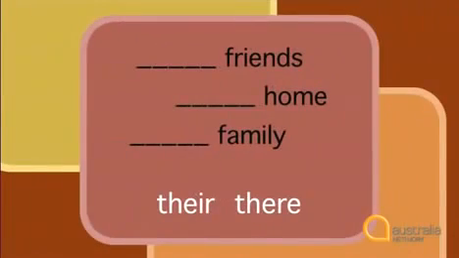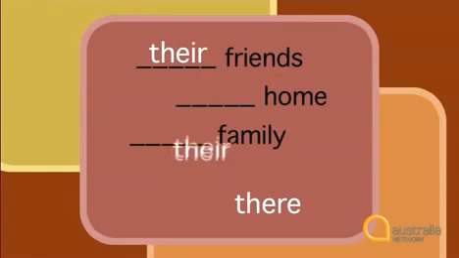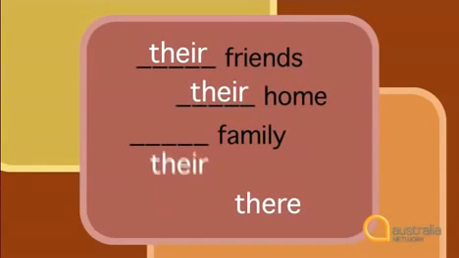Julie is talking about their home, their friends, their family. Is that T-H-E-I-R or T-H-E-R-E? We know from the context that she is talking about ownership, who the friends, home and family belong to. So we know which spelling of their she is using, T-H-E-I-R. Their friends, their home, their family.